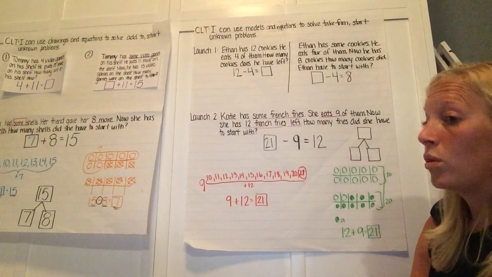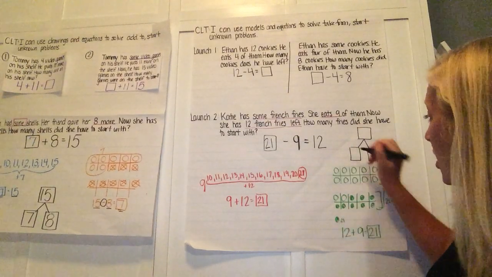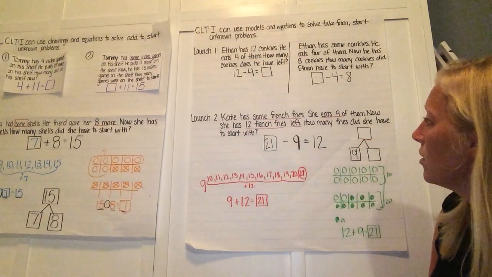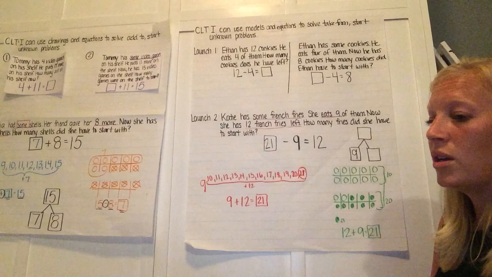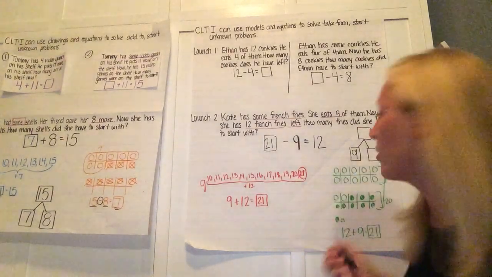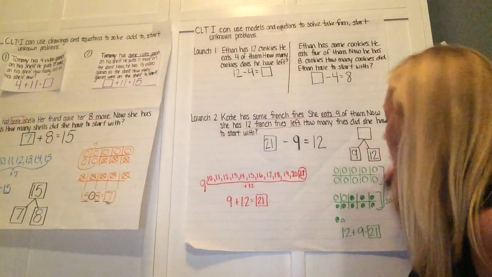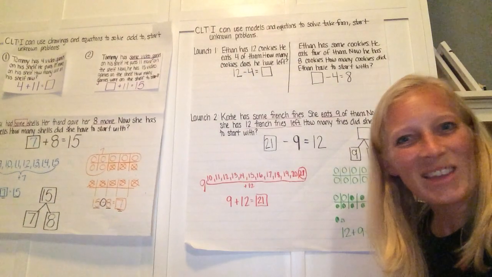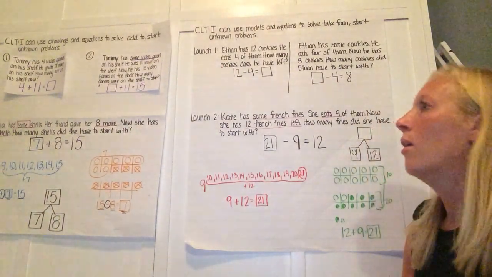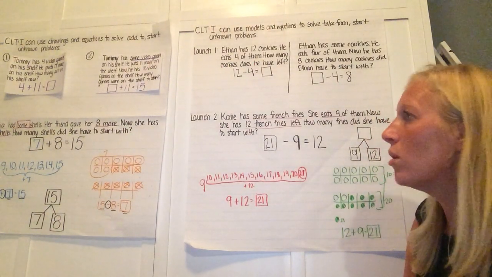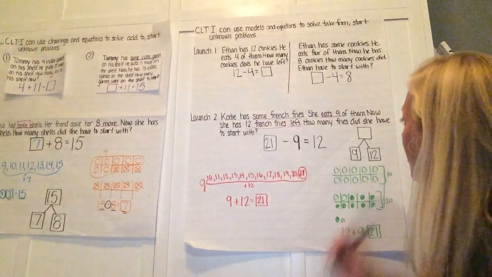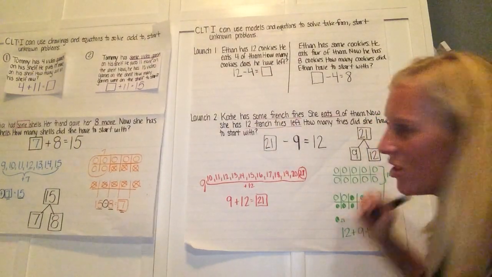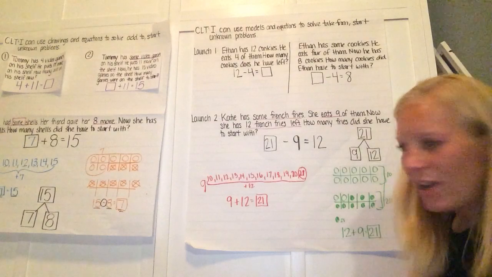We knew that there were 9 that she ate. We knew there were 12 that she had left. What were we missing? We were missing our whole. Yes. We were missing how many she had to start, weren't we?